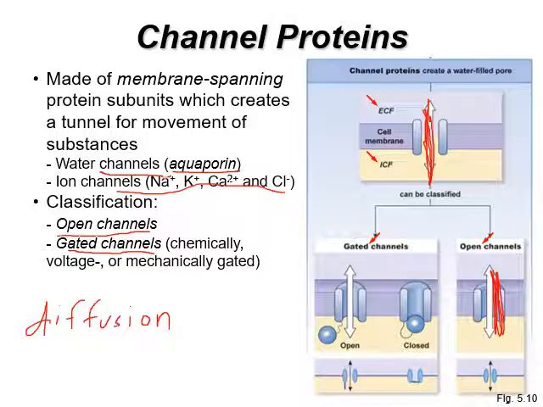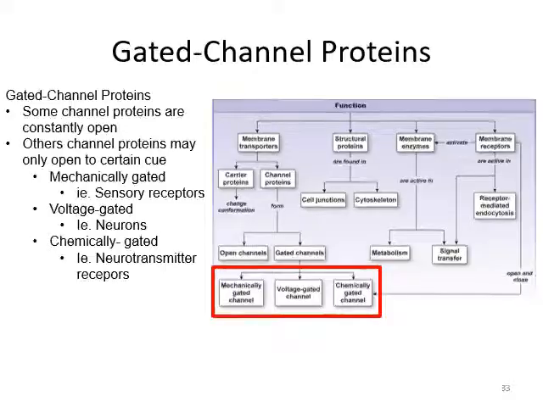And what is the requirement for diffusion? There must be a difference in concentration. There must be a high concentration of a solute on one side and a low concentration on the other side to result in diffusion. So channel proteins are passive only. Only diffusion can take place through them. Like I said, some of these are open, but there are also gated channels: mechanically gated, voltage gated, chemically gated. So just realize these are cues that open the channel.